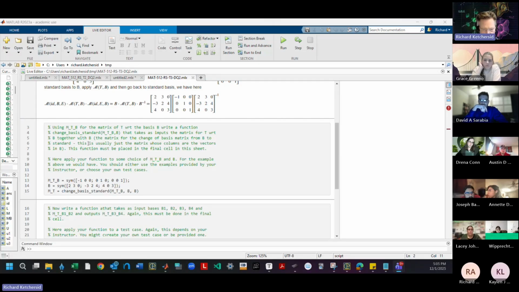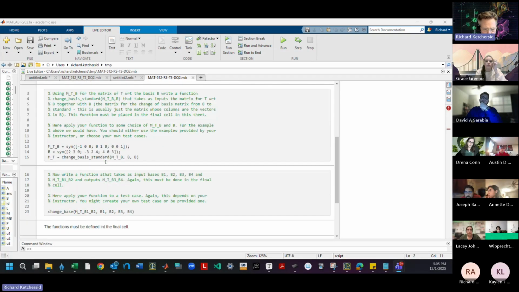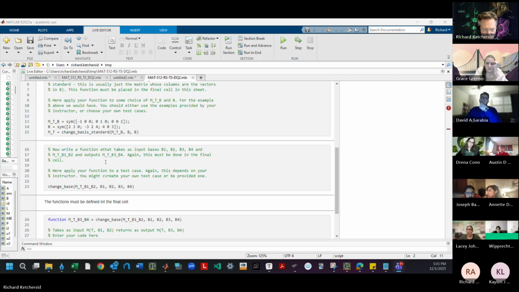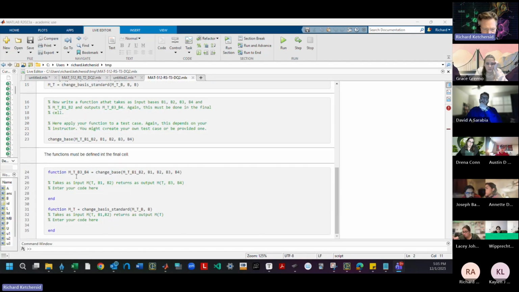And I think we want to make it do a change of basis. Sorry, I got sidetracked. Change of basis. B. This is usually a matrix. Apply your function to some choice MTB and B. For example, above you'd have this one. Okay, so right. So your job is to write the function. Oh, and it's supposed to do something like this. And let's see.